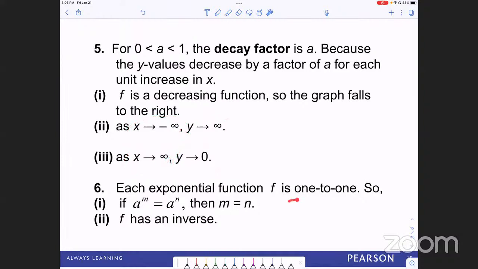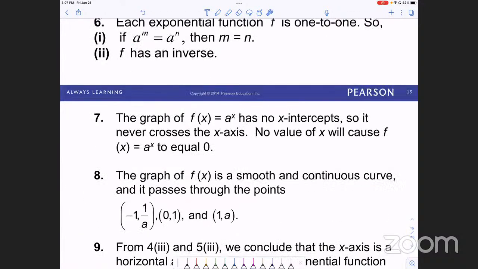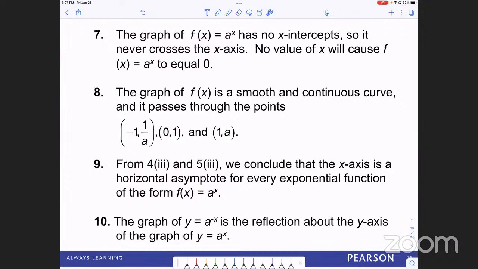Each exponential function is 1-to-1. That means it has an inverse. If we consider two y values, a to the power of m equal to a to the power of n, then this implies that m equals n. That's a uniqueness property, so that means f has an inverse. Again, 1-to-1 is synonymous with having an inverse, and we show that it's 1-to-1 with this process. The graph of f of x equals a to the power of x has no x-intercepts, so it never crosses the x-axis.